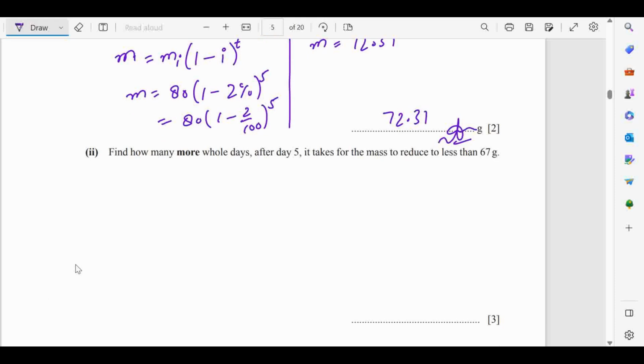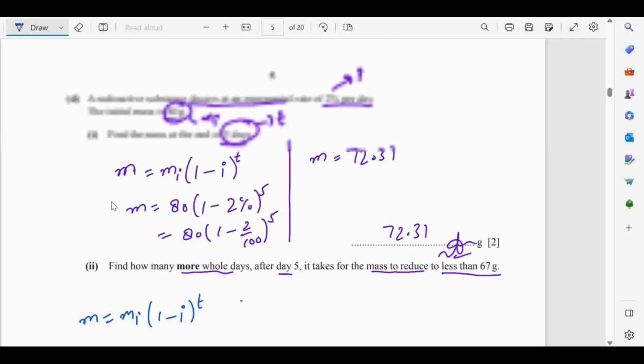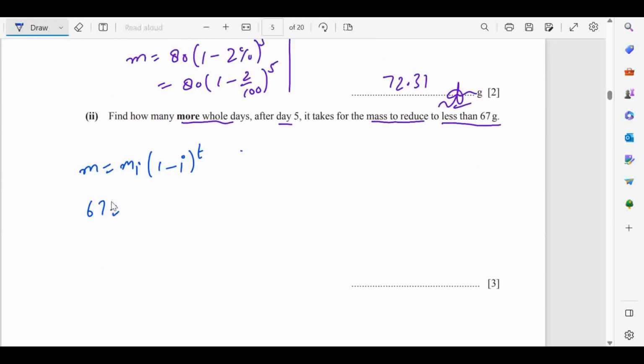Find how many more whole days after day 5 it takes the mass to reduce to less than 67 grams. So we will use the same formula: mass is equal to initial mass into 1 minus i into time. Now here the final mass is 67, the initial mass is the same, that was 80 grams. So 80 into 1 minus the rate, which is the same, 2%. So this means 2 divided by 100 into the time.